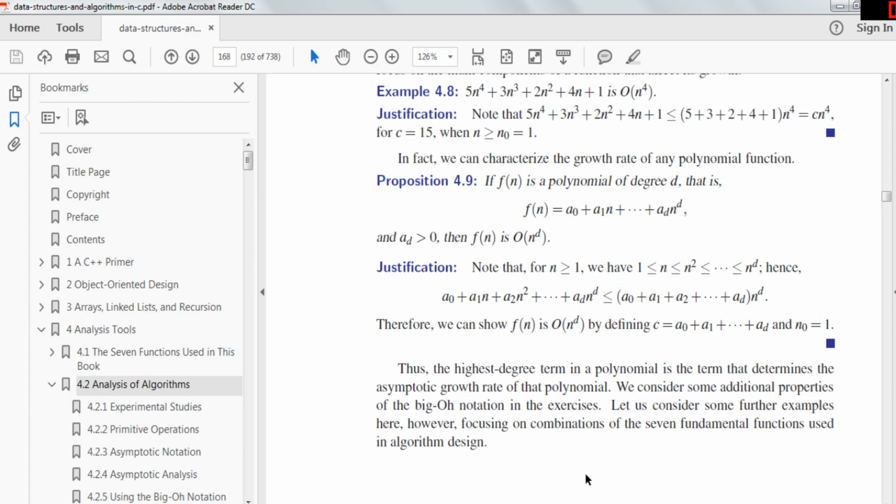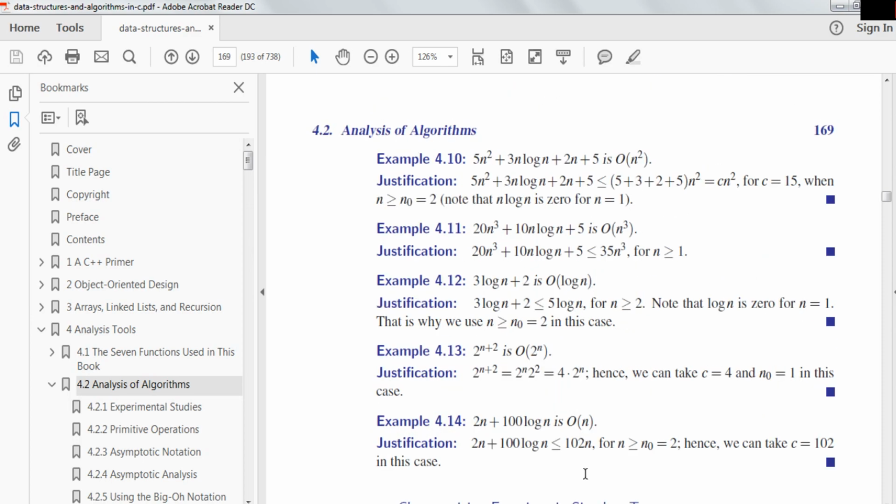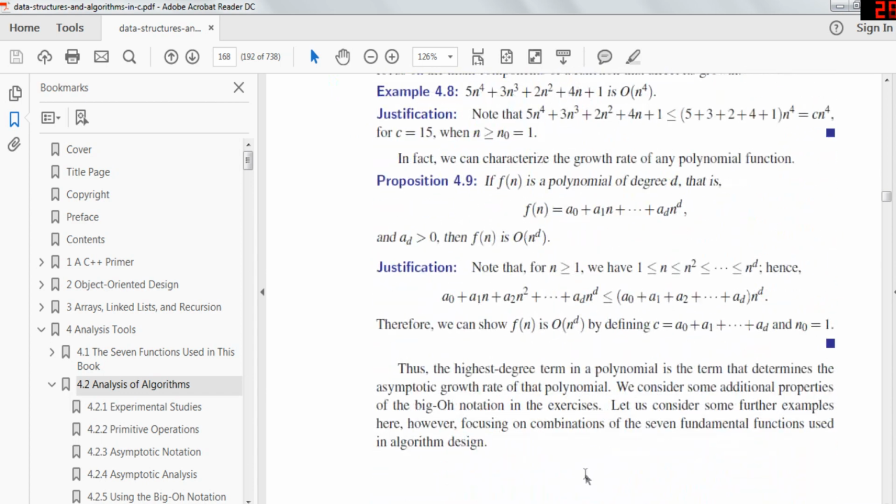Let us continue with other examples focusing on combinations using algorithm design. So why is that? Basically, big O is representing the worst case scenario for any algorithm. That's why we're only caring about the worst case scenario. Alright? That's why we're caring about the algorithm for that.